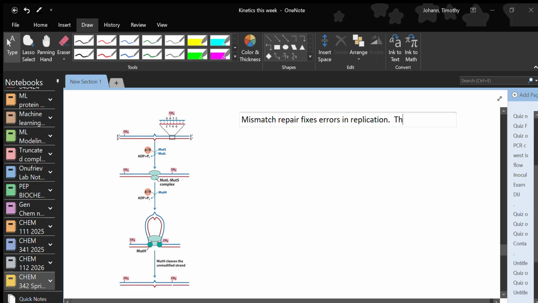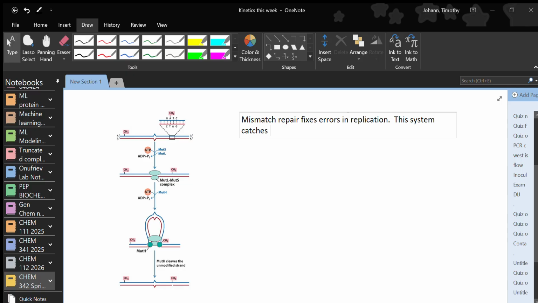So this system catches 99% of mismatch errors. I think it's going to be 99 to 99.9% of mismatch errors. The system we're discussing is a bacterial system, but it relates to things that would happen in eukaryotes as well.